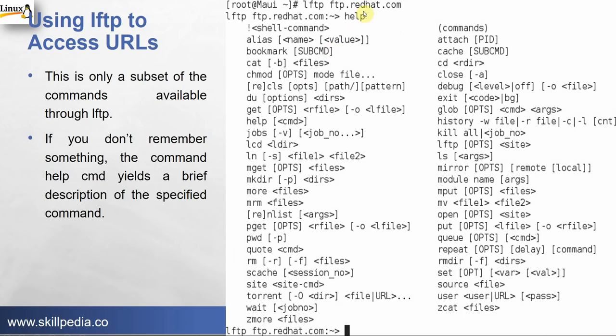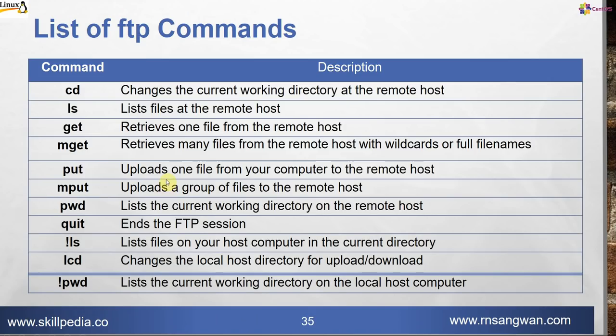So I just demonstrated some of the commands, lftp or sftp. If you want to try, you can type the help command and you'll see all these commands. I demonstrated a few of them. Some of the commands for FTP are: cd to change the current working directory at the remote host, ls to list the files at the remote host, get to get a single file from the remote host. I demonstrated this. mget will get multiple files from the remote host with wildcard or full names.